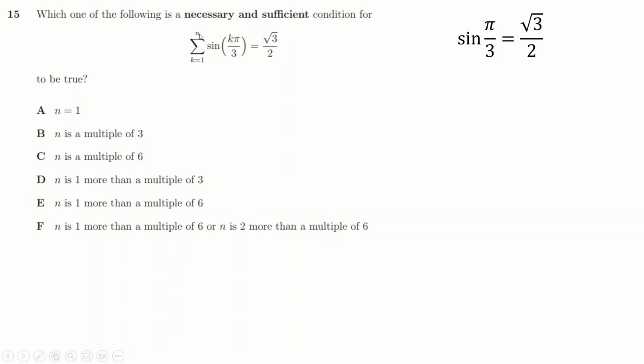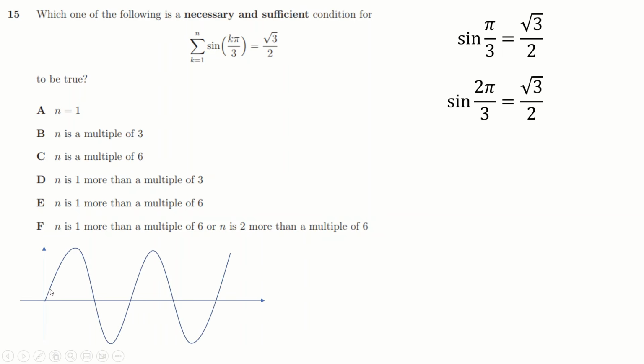If you make n 2, you get sine of pi over 3 plus sine of 2 pi over 3. Now, we have to work out what sine 2 pi over 3 is. We need to draw the sine graph. Sine 2 pi over 3, well, pi over 3 just gets you to here, which is root 3 over 2. 2 pi over 3 just gets you to the same thing, root 3 over 2. When you add up these two, by the way, you don't get this, so it doesn't work for 2.